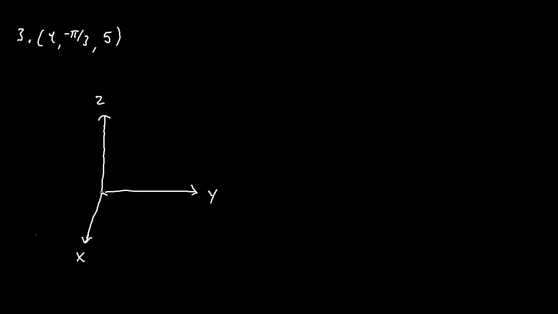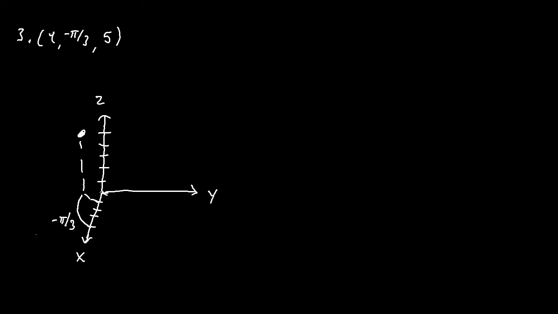So now for number 3, let's plot (4, negative pi over 3, 5). So 4 will be our r value, so we're going to go 4 units on the positive x-axis. Now, notice the angle is negative pi over 3. So we're going to go from the positive axis, but this time go clockwise pi over 3 since it's a negative theta value. So we're going to go clockwise 60 degrees. It's around here. That will be our negative pi over 3 theta value. And then we're going to go up 5 on the z-axis, since our z value is 5. So the point will be somewhere around here.